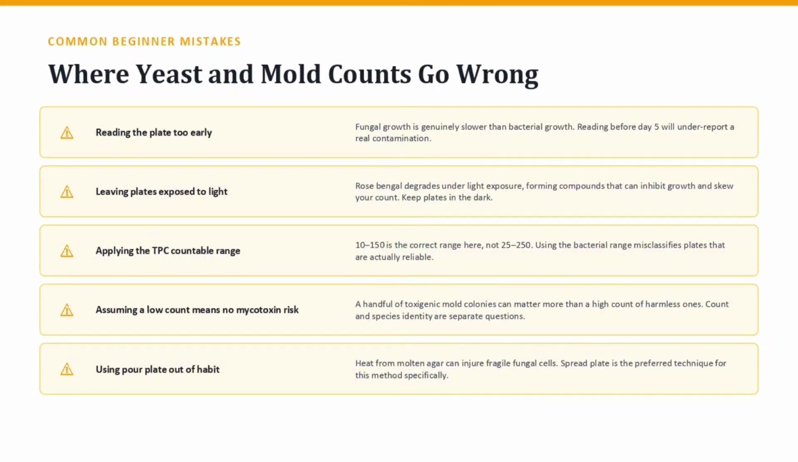The fourth mistake is assuming a low count means no mycotoxin risk. A small handful of toxigenic mold colonies can matter more than a high count of completely harmless ones. Count and species identity are two separate questions entirely. And the fifth mistake is using pour plate out of habit. Heat from molten agar can injure fragile fungal cells. Spread plate is the preferred technique for this method specifically, for the exact reasons we discussed earlier.